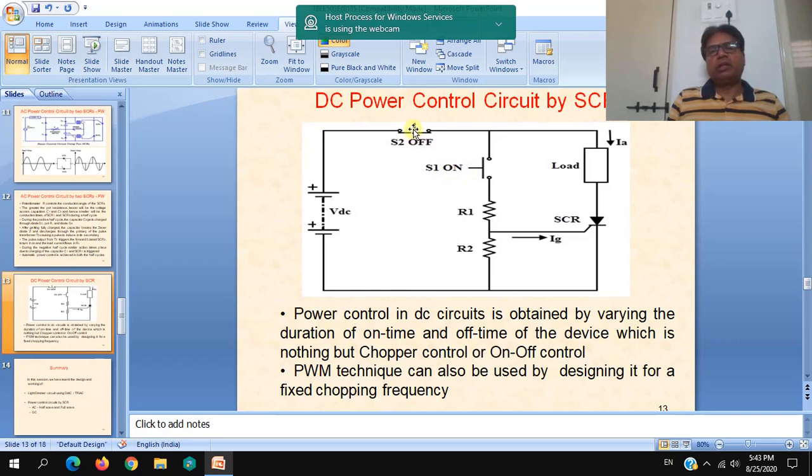So if we can employ some automatic control to alternately close and open these switches at a given frequency, so that the conduction times or turn-on times of this SCR are controlled, then the total power delivered to the load will be controlled. That is what the DC power control circuit is all about. In these circuits, power control is obtained by varying the duration of on time and off time of the device, which is nothing but chopper control or on-off control.